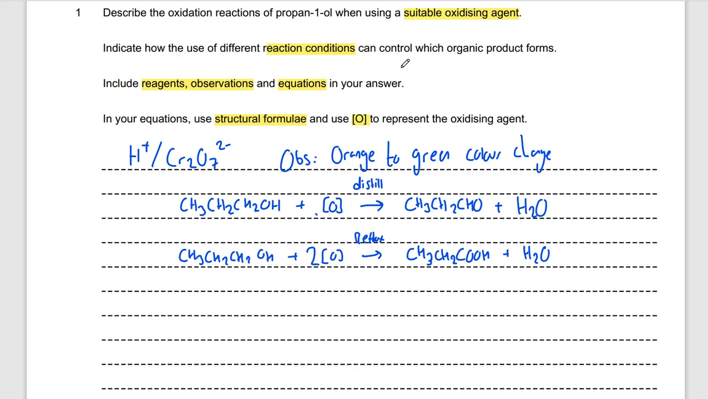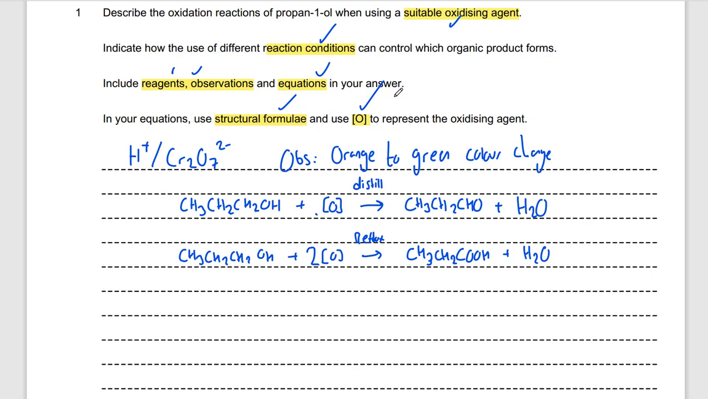So I've highlighted the things I need to include. Did I pick a suitable oxidizing agent? Yes. Did I put the reaction conditions? Yes. Reagents, observations? Yes. Yes. Equations? Yes. Structural formulae? Yes. Did I use O? Yes. That's it. Use it as a checklist rather than I must highlight everything to remember it. Use it as an actual purposeful thing rather than just wanting to highlight everything to remind me, because eventually all you'll be doing is looking at almost entirely highlighted text and nothing else.